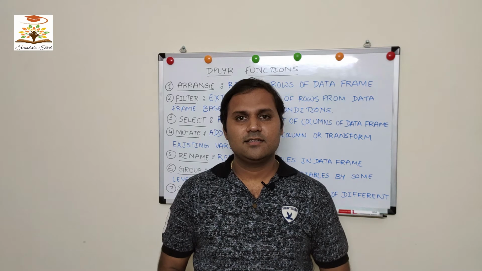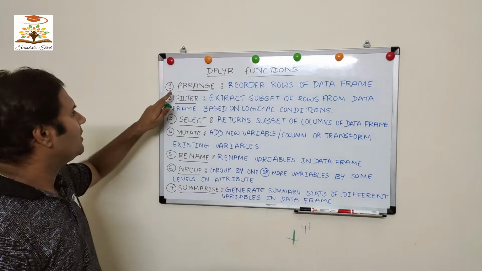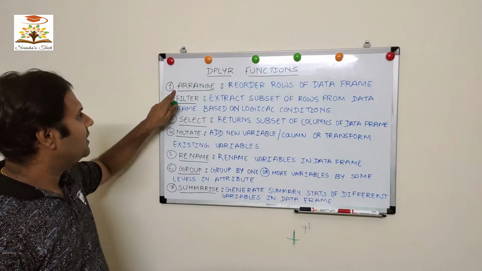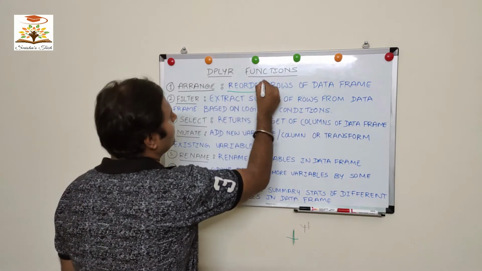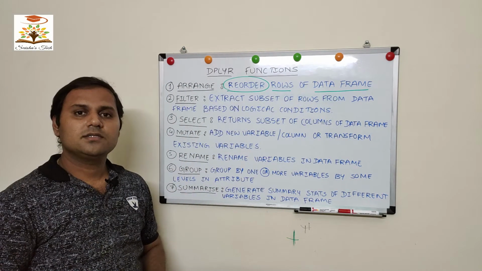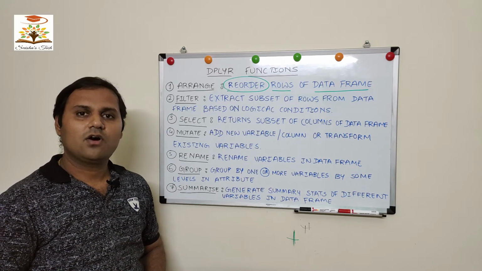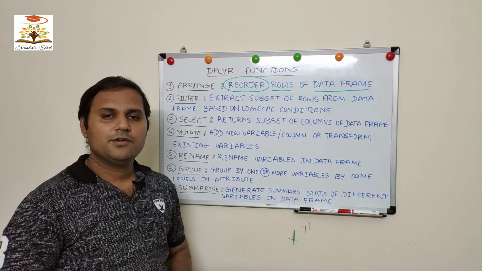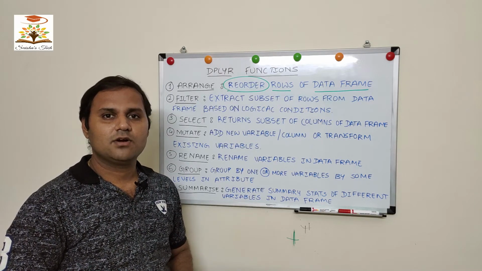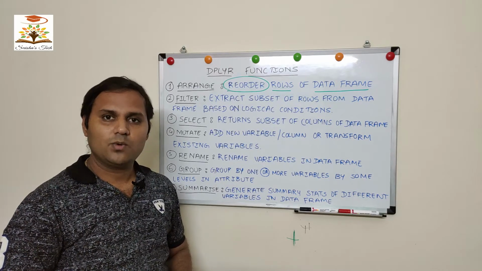Now let us start decoding dplyr functions. We have a function called arrange in dplyr. This helps us to reorder the rows of the data frame. Now what does reordering mean? Reordering means rearranging in ascending or descending order. Example, if you have an attribute with the numbers 1 to 10, then you can arrange them in ascending order from 1 to 10 or descending order from 10 to 1.